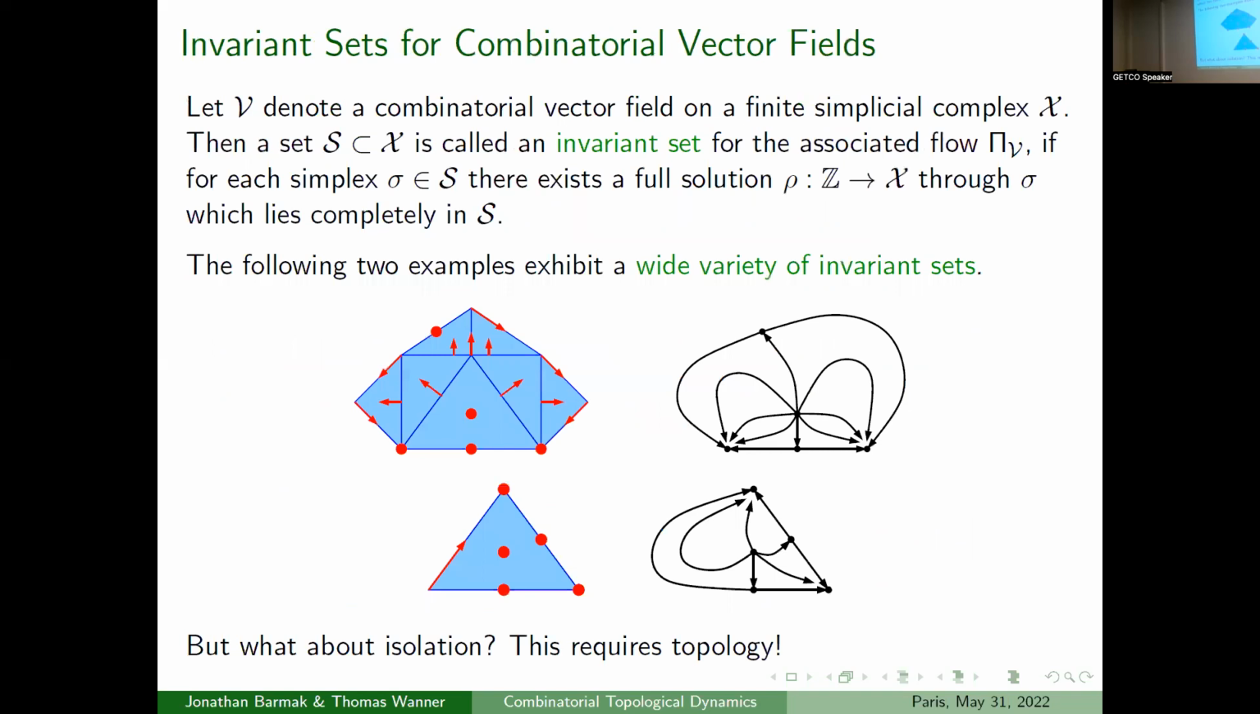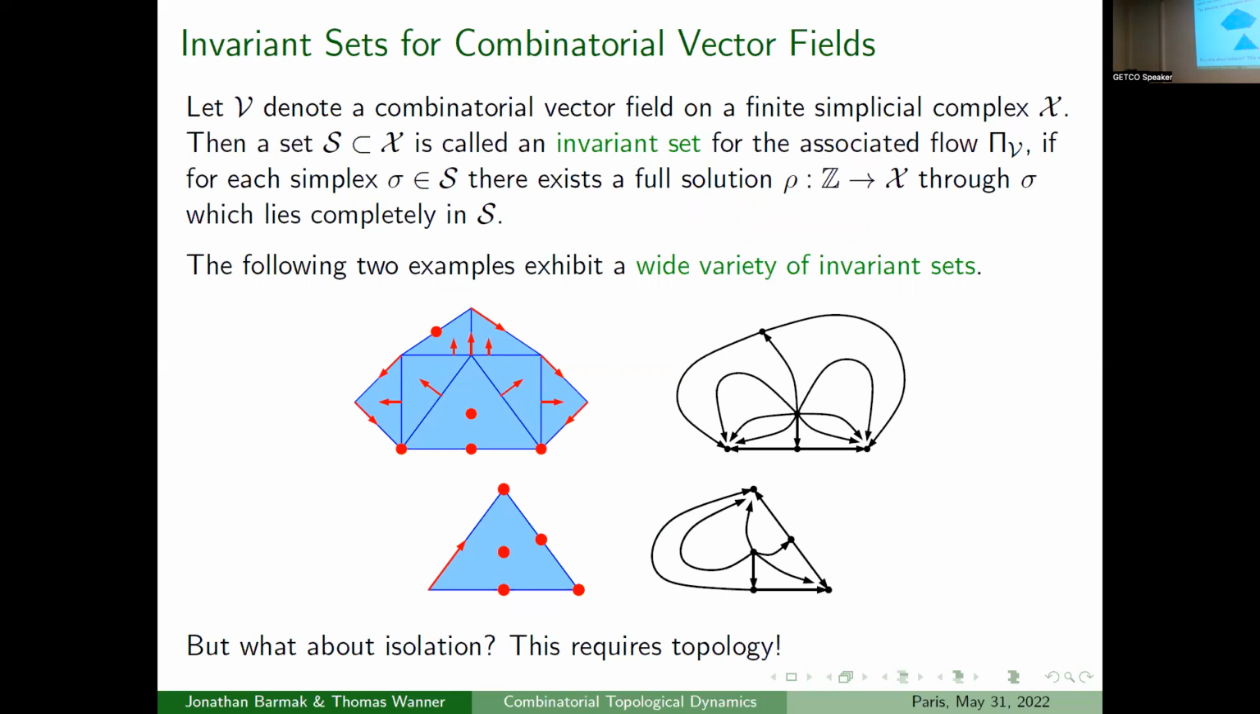Now, how can we analyze that? As I said, I'd like to get Conley theory in this combinatorial setting. For that, I need the notion of invariant set, and that is something I can easily define exactly the same way that you do it in the classical setting. I take a subset of simplices, and this subset of simplices is called an invariant set of the associated flow map if for each simplex there exists a full solution through that simplex that stays in the set. This is the standard definition of invariance for multi-valued dynamics. There might be other solutions, there might be solutions that are leaving, but for something to be invariant, I have to be able to find a solution that stays in the set.